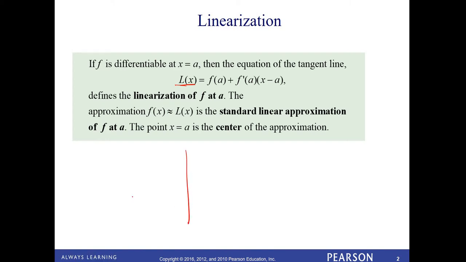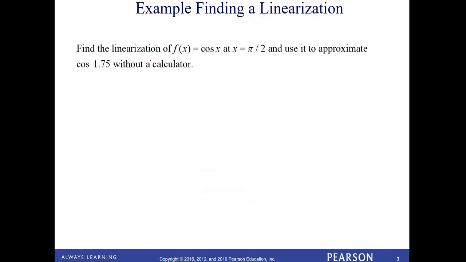And clearly what we're talking about here is that when we have a certain point a and we do a tangent line, as long as I stay relatively close to a, the tangent line can give me an approximation of the function value. So let's take a look. Find the linearization of f of x equals cos x at x equals pi over 2 and use it to approximate the cos of 1.75. And 1.75 is close to pi over 2. Pi over 2 is 1.57, etc. So we're going pretty close to pi over 2, but we're using the approximation at pi over 2.